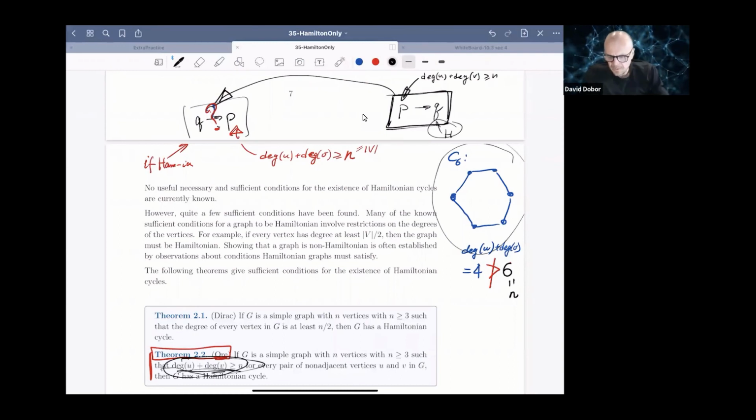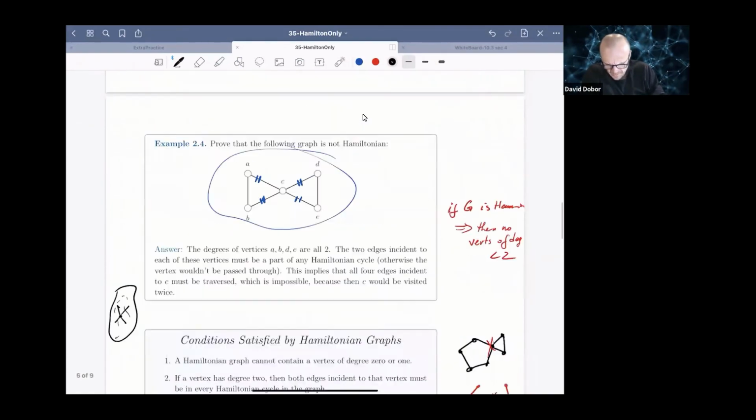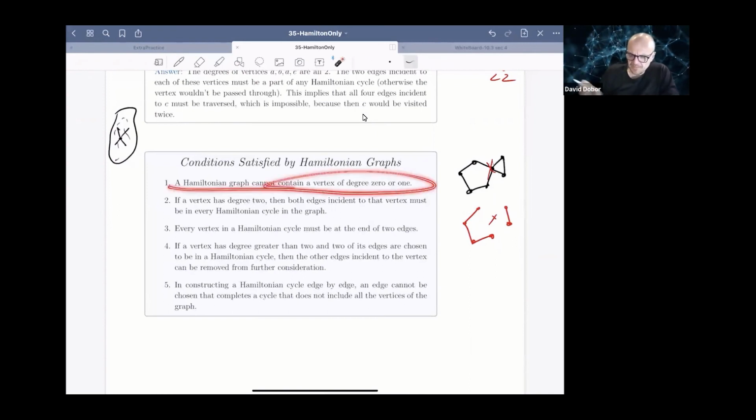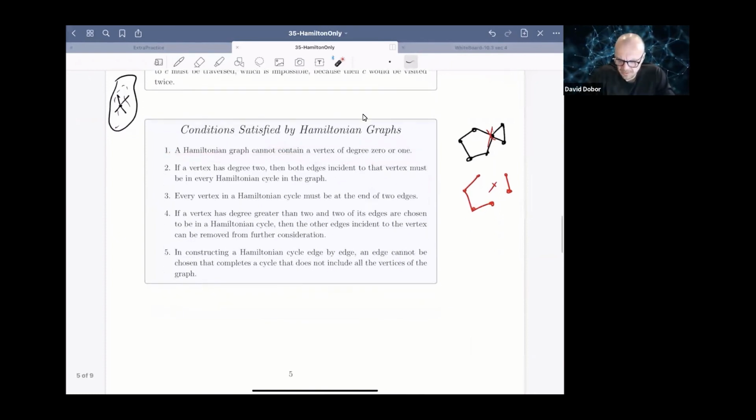All right, so these are sufficient conditions. Now, coming back to this, there are a few conditions that must be met. We already talked about a few of them. You can't have a vertex of degree 0 or 1. We already talked about that: that is impossible in a Hamiltonian graph.